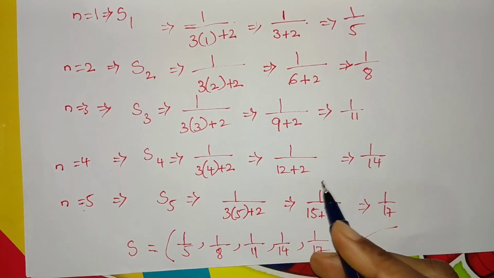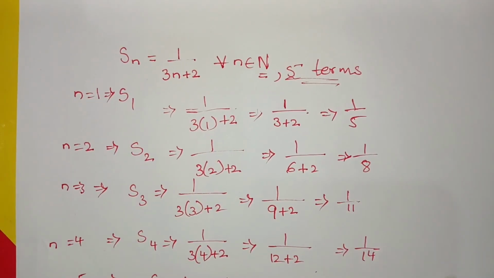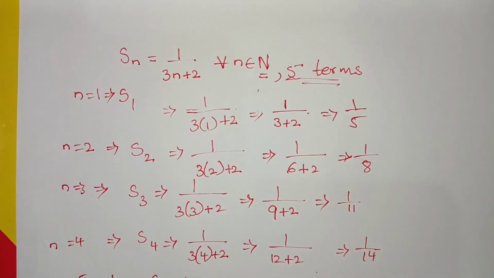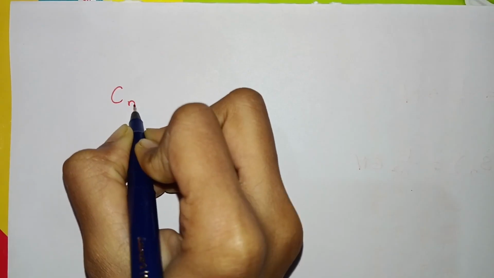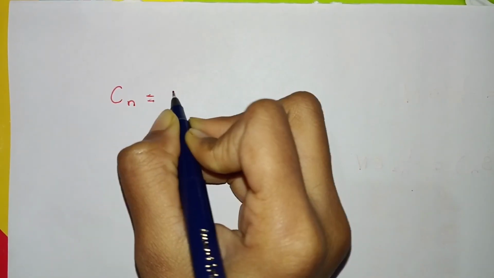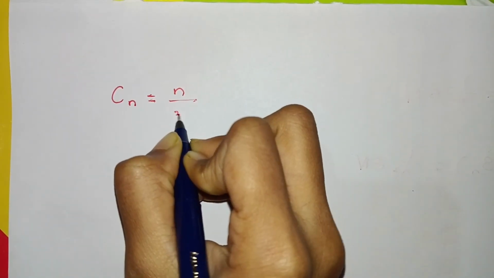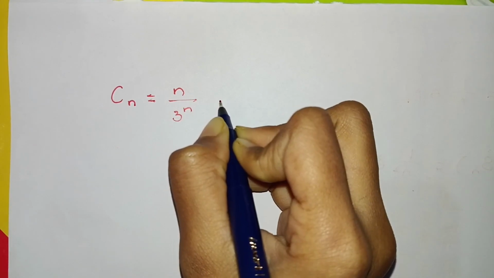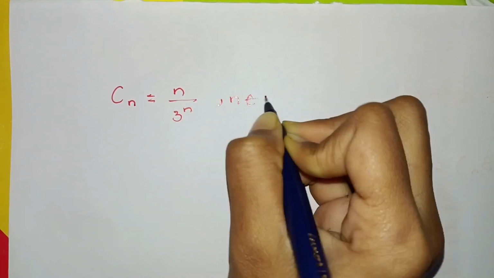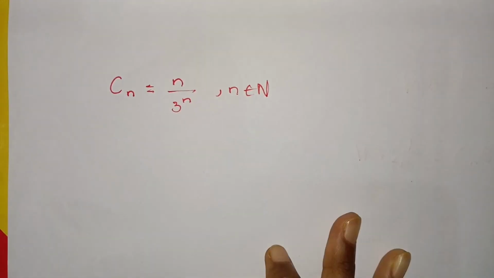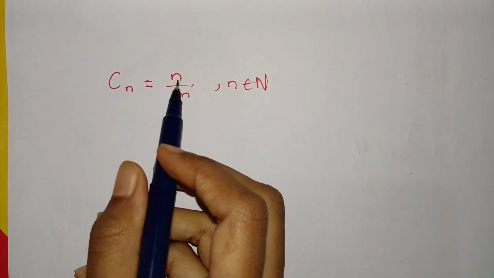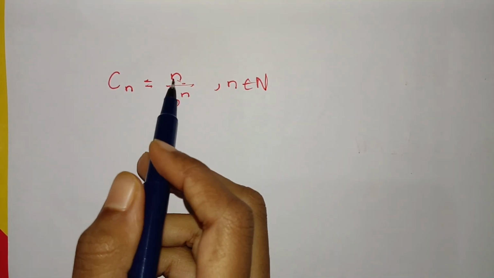So like this we need to find out the solutions for this type of questions. Now let us consider the third question, which is Cn equal to n by 3 power n, and here they gave n belongs to natural numbers. So Cn equal to n by 3 power n. So here we need to substitute all the natural numbers in place of n.